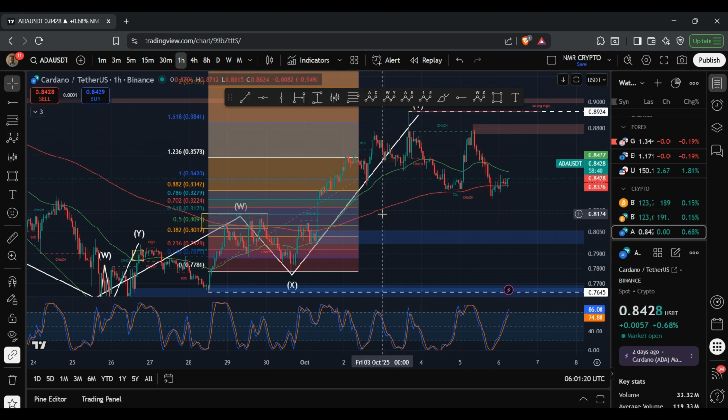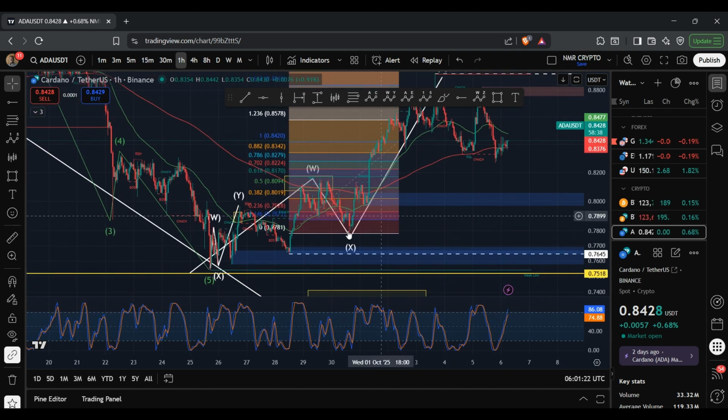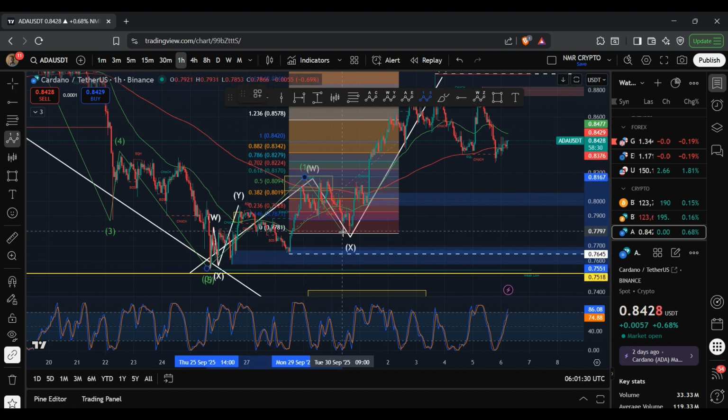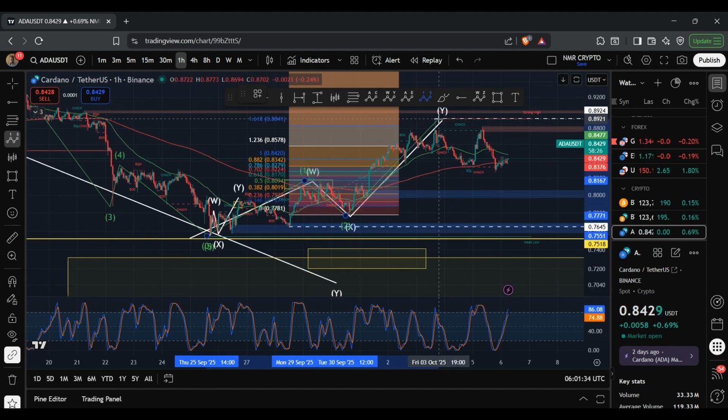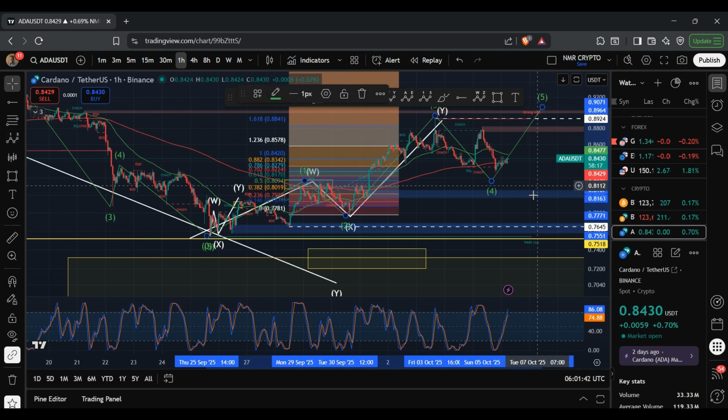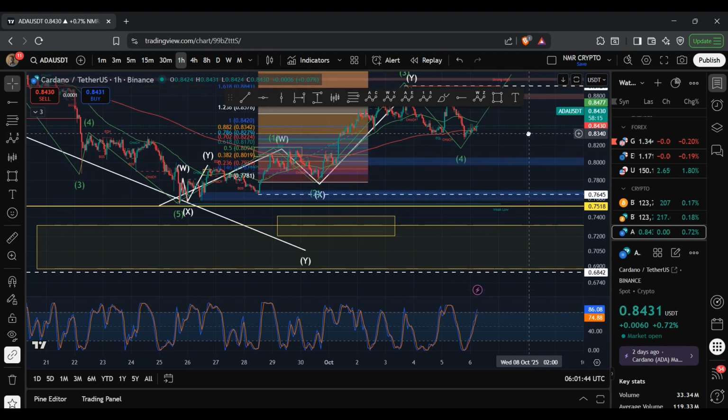Or alternatively, we could have had a 5-wave structure as opposed to this WXY structure, where if I was to draw that in, this move here would be the wave 1, this move to the downside would be the wave 2, and this move here would be the wave 3, where we met the minimum requirement, which is the 1.618 level. And then we could have this wave 4 that's playing out right now, and then we could see a final push to the upside to form the 5th wave.